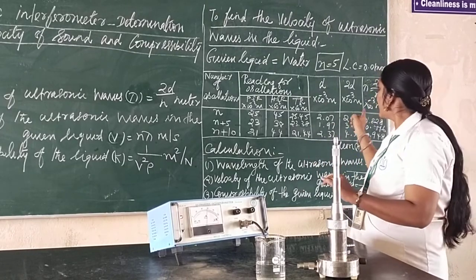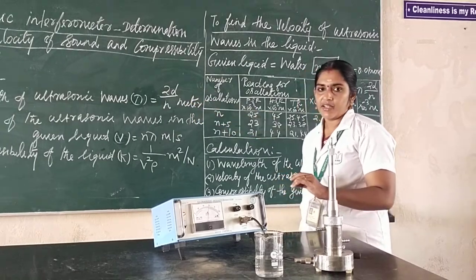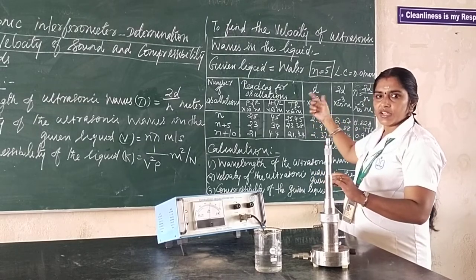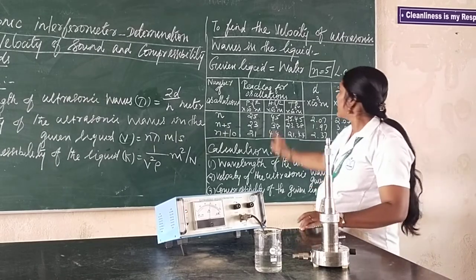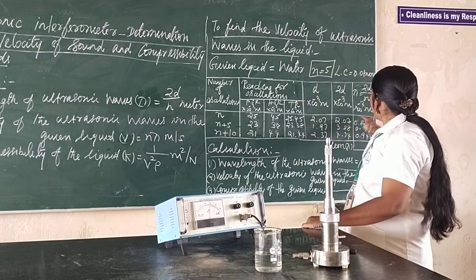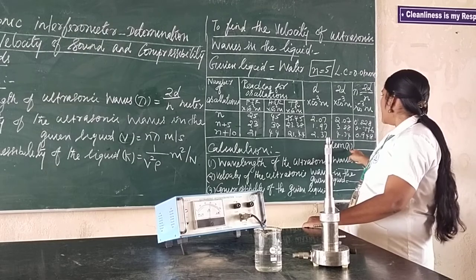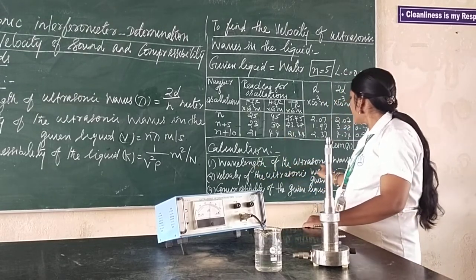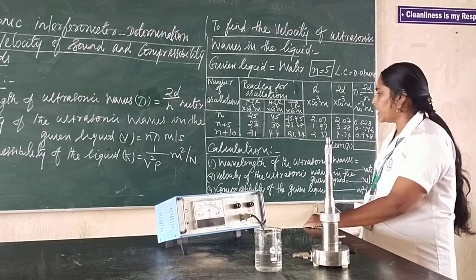I told you the formula earlier: lambda equal to 2d by n. Here d is the difference between readings, and n is the number of oscillations each time, which is 5. We take all the readings and finally take the mean. This is the way you find the wavelength of ultrasonic waves in a given liquid, and you write the value from the calculation.